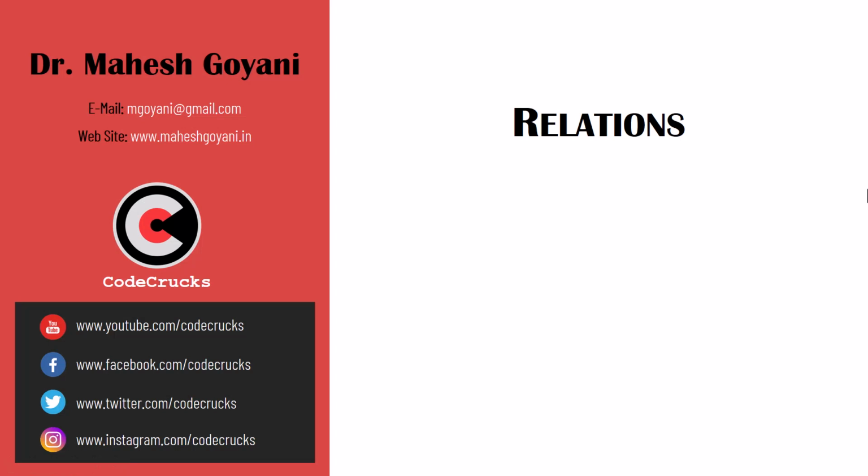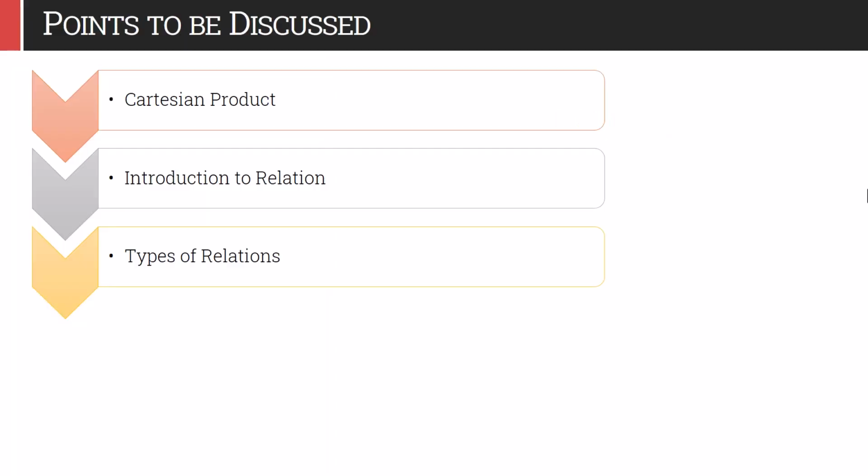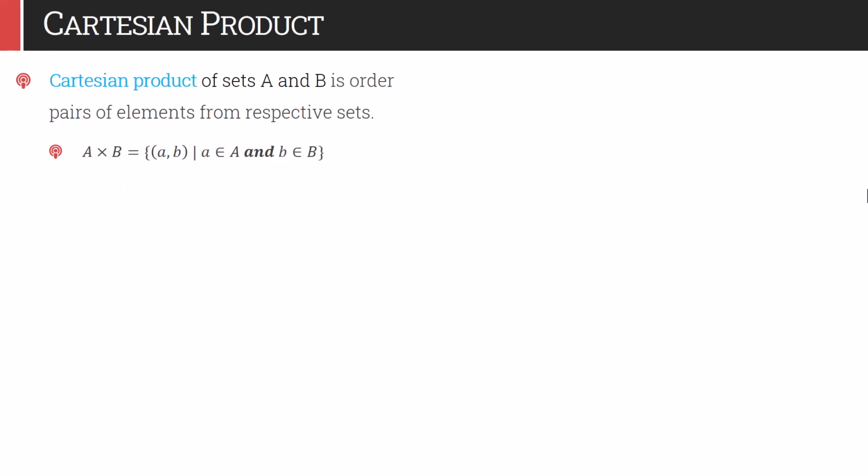In this video, we will talk about relations. So basically, we'll start with Cartesian product, we will extend the concept to relation, and we will also discuss various types of relations. Cartesian product we have already discussed in earlier videos, but I'll just give you the recap.